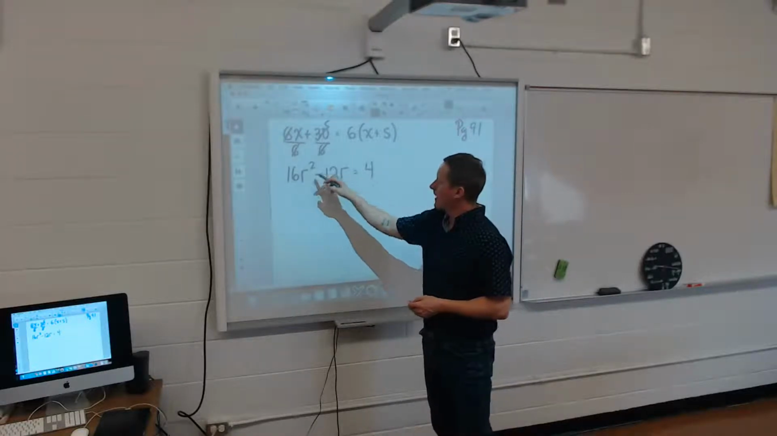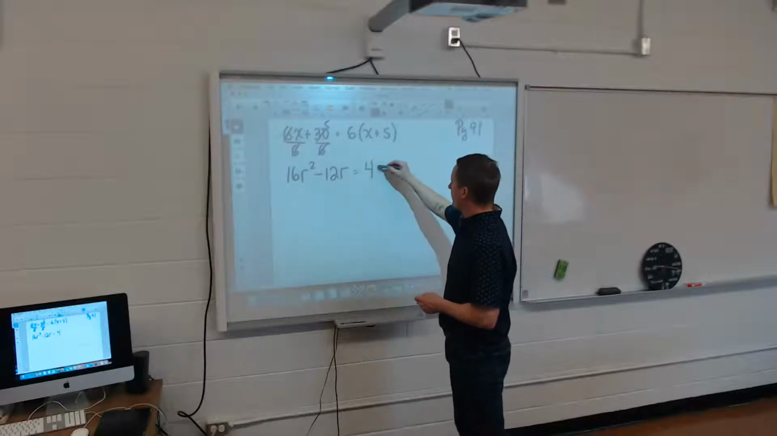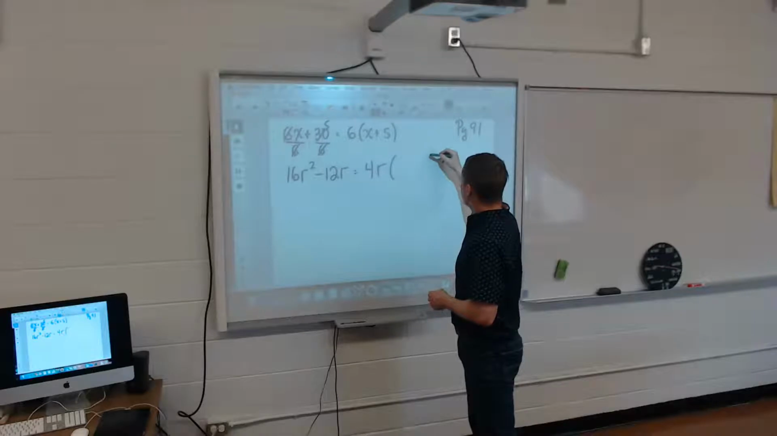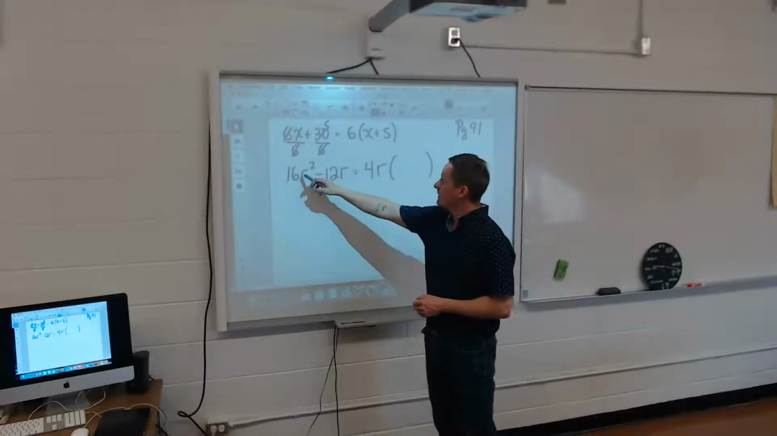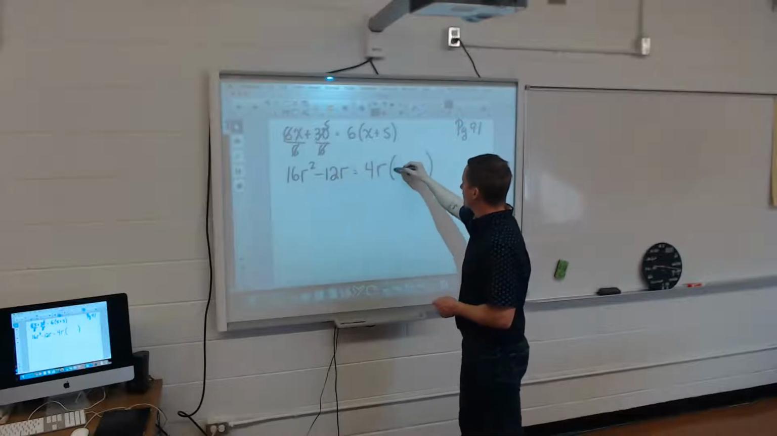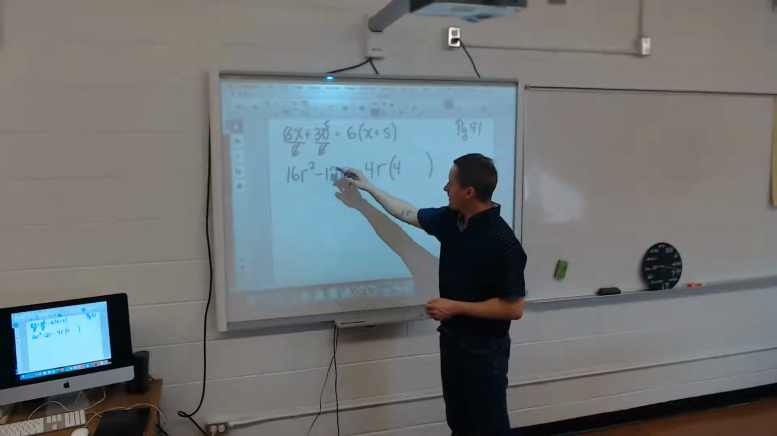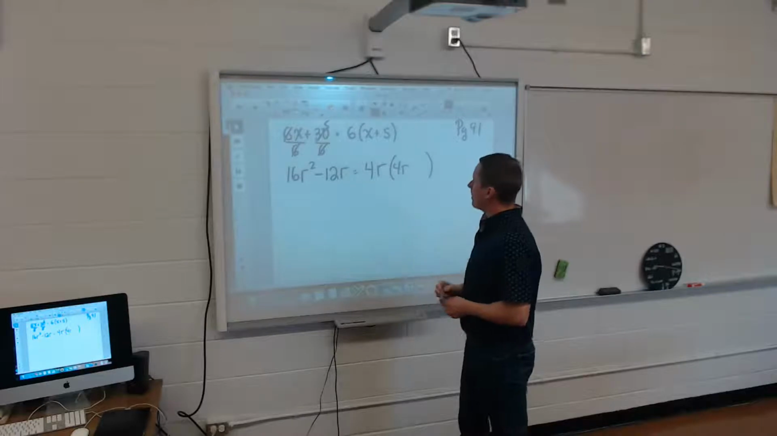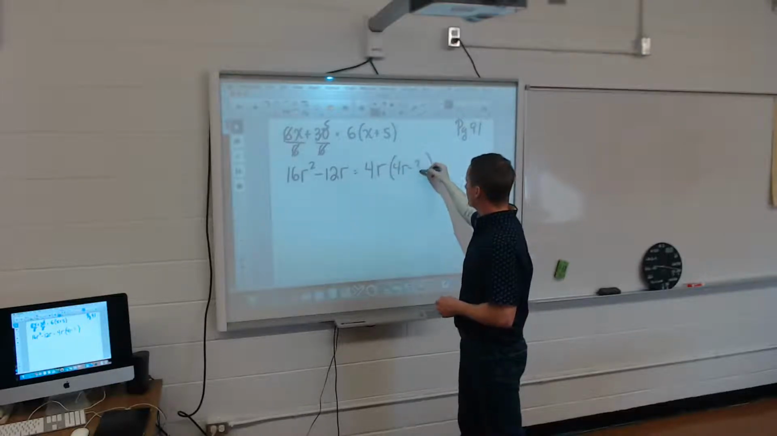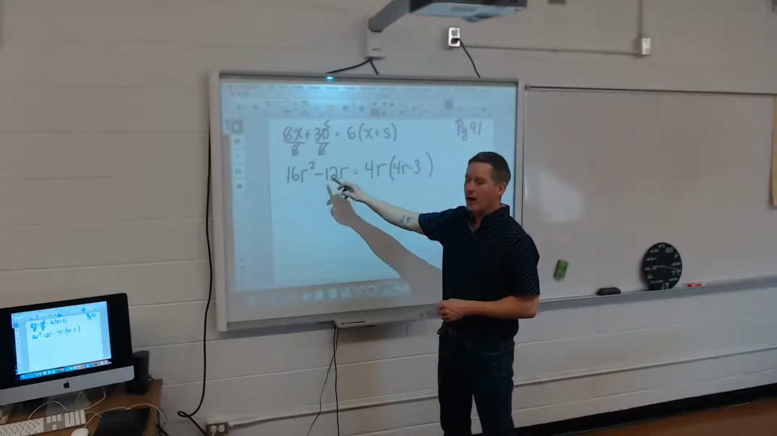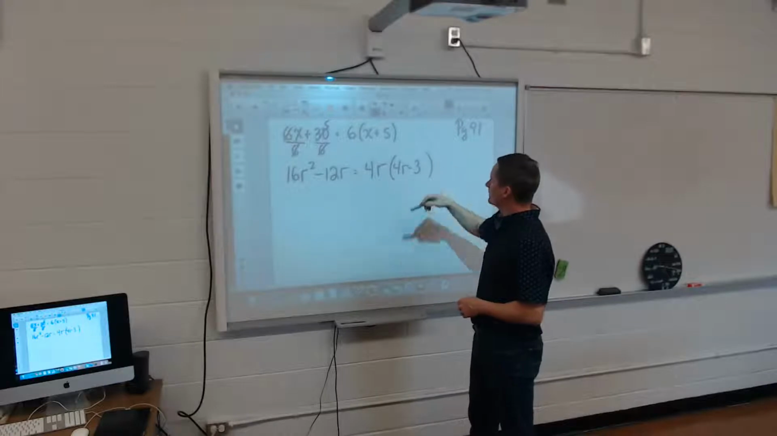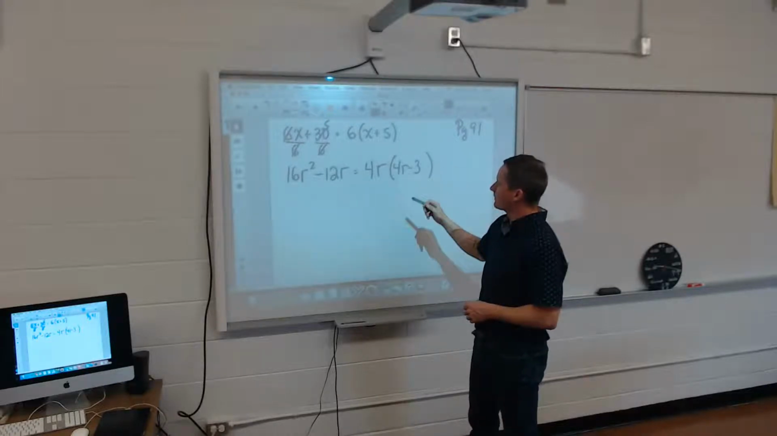The greatest common factor between r squared and r, again, the smallest exponent is r. So what am I left with? When I divide 16r squared by 4r, 16 divided by 4 leaves me with 4. R squared divided by r leaves me with r. 12 divided by 4 leaves me with 3. Notice I have the subtract sign there. And r divided by r is 1, so I'm left with 4r subtract 3.